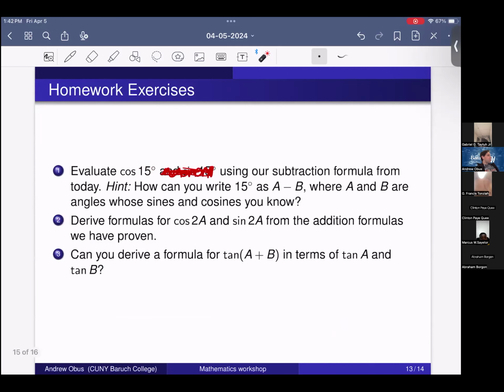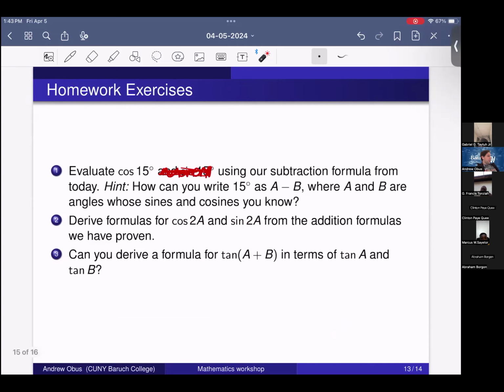So question 2 is derive formulas for cosine of 2a and sine of 2a from the addition formulas we've proven. Cosine of 2a is not going to be 2 cosine a. You can verify that doesn't work. Sine of 2a is not going to be 2 sine a. You can verify that doesn't work.